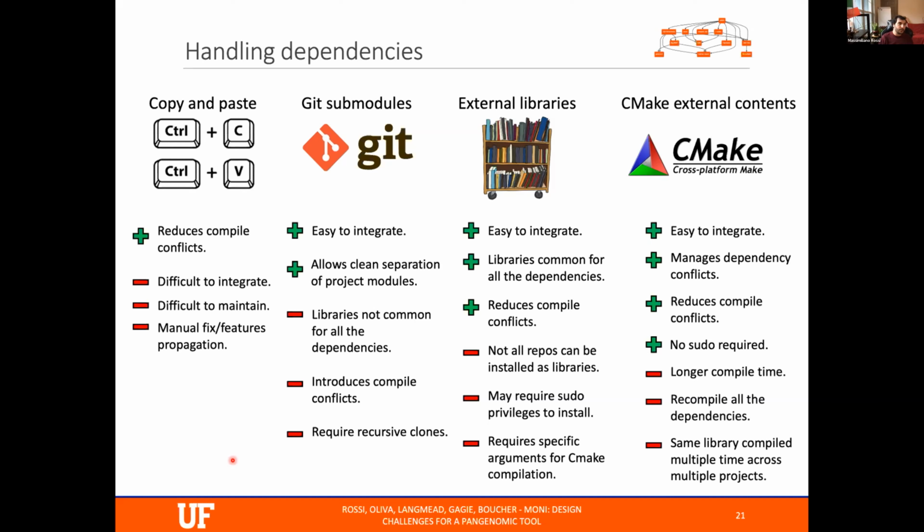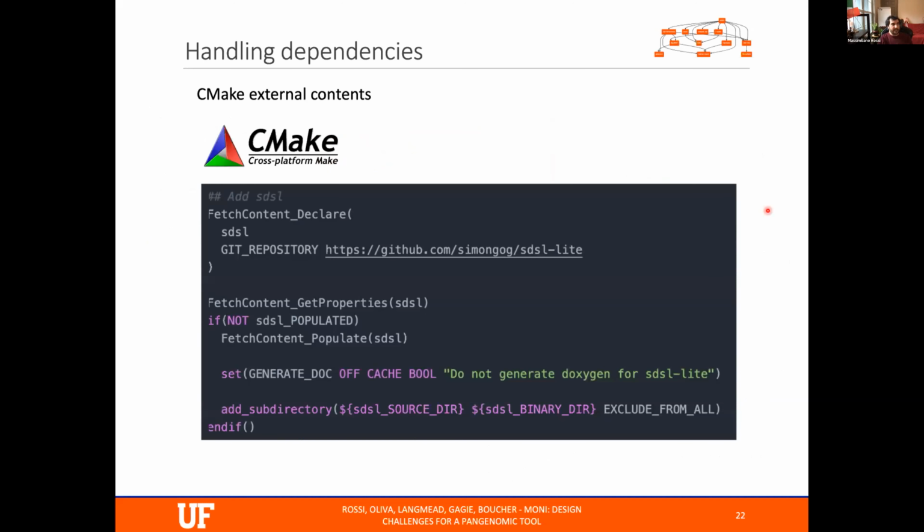Neither of those. What we choose is to combine the external libraries and the CMake ExternalContent. How CMake ExternalContent works is that we first declare the target, as SDSL for example, and the Git repository where to take it from. We can also explicitly identify which exact commit or tag we want. Then we get the properties of this target, and if it is not populated, we download it. We can do some configuration first, and then add it as a subdirectory in CMake. So basically, you will have all the targets that are built in SDSL available in your project.